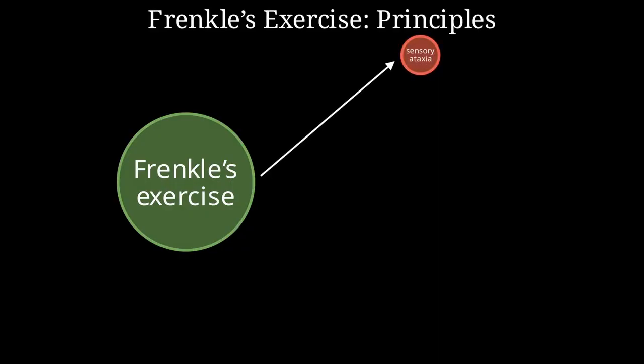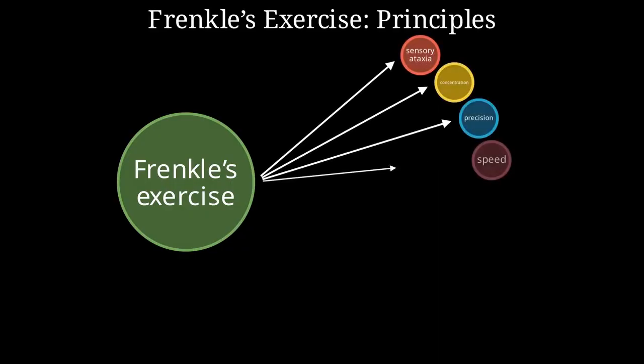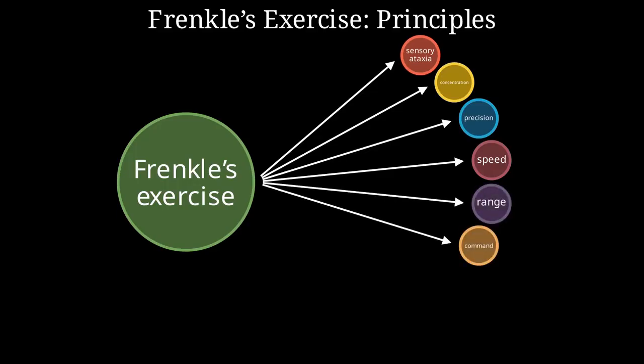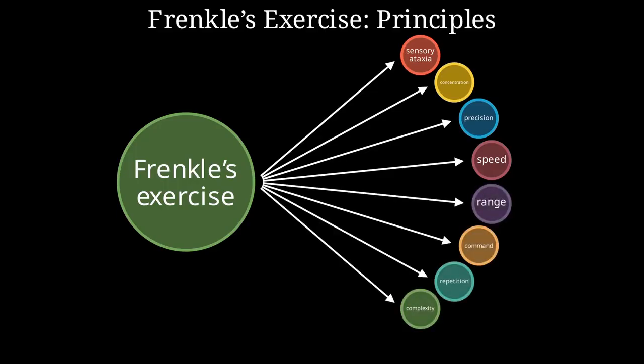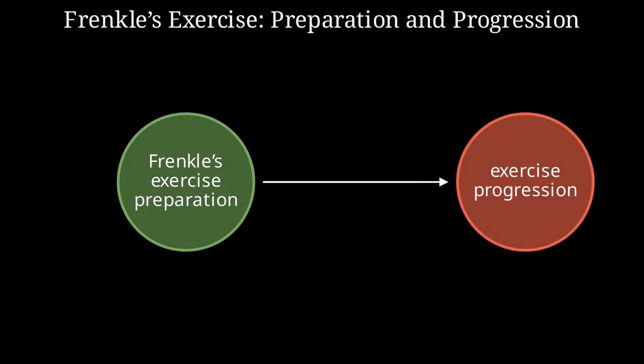Frenkel's exercises are specialized for sensory ataxia patients. The key principles are concentration, precision, speed and range, command, repetition, and complexity. These exercises use alternative sensory mechanisms like vision, hearing, and touch to compensate for proprioceptive loss. Patients are positioned to observe their movements, usually in a half-lying posture.